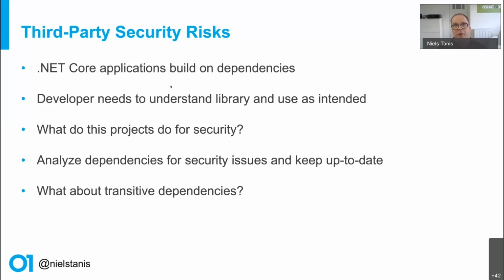So let's first define some problem fields with third-party security risks, and what are those risks? As I already said, if you build a .NET Core application, a big portion of it will be built on top of dependencies you pull in. And it's definitely important that the developer uses a library as it has been intended to be used. And what I mean by that is, of course, the API of a library.